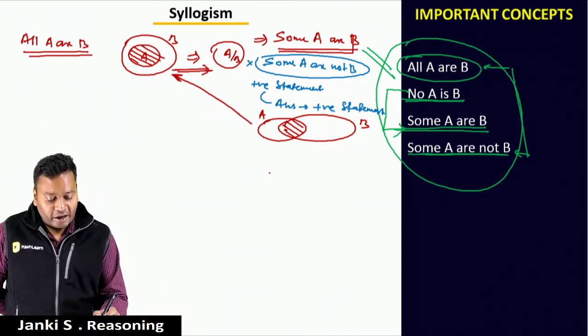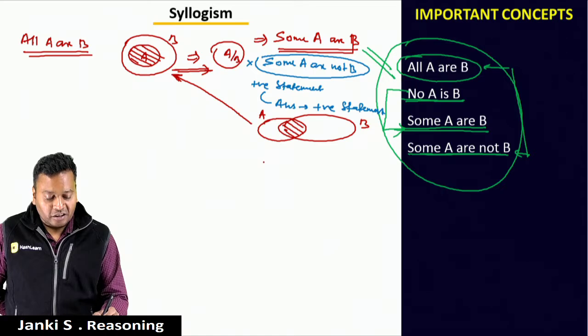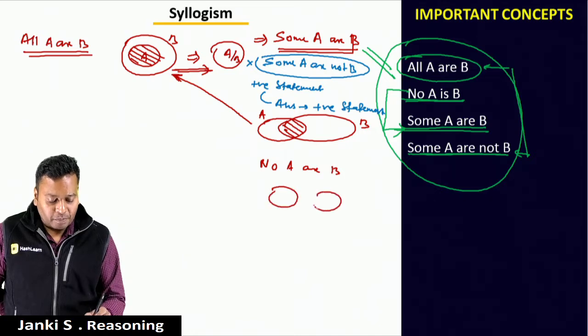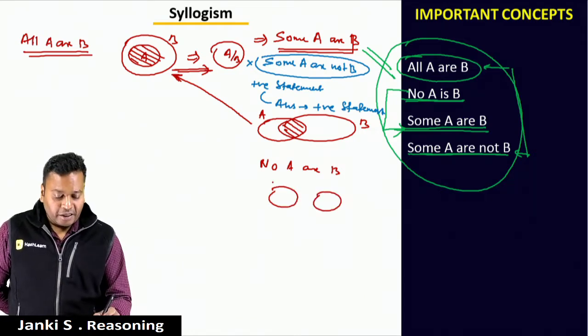And no A are B, right? So the third learning was no A are B, right? So both of them should be apart. A and B should be apart here, right?